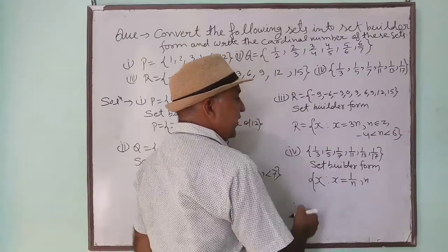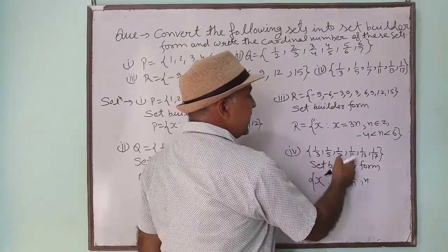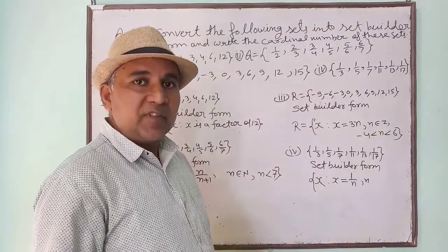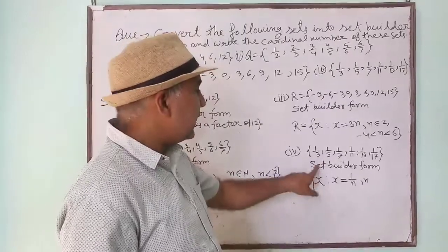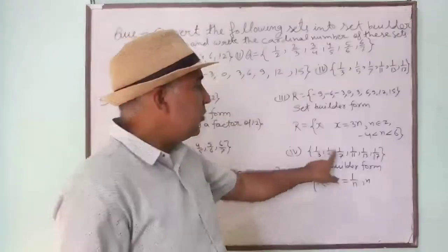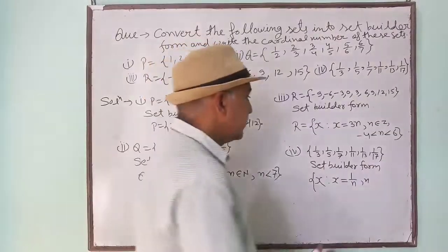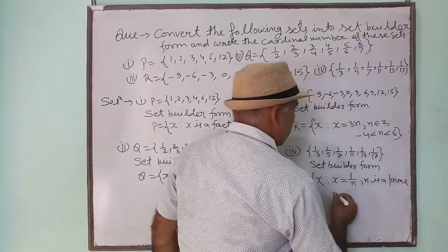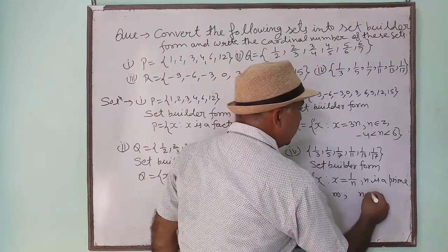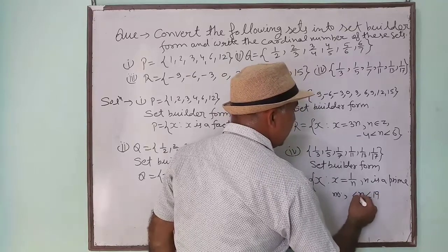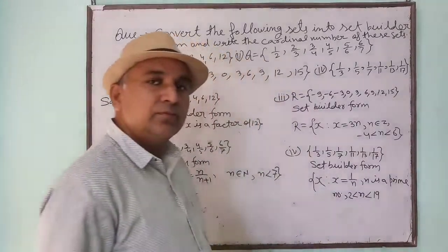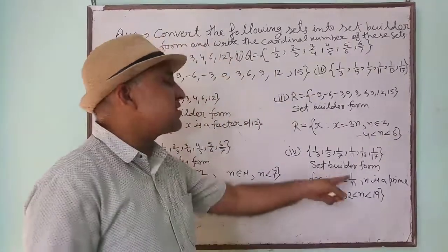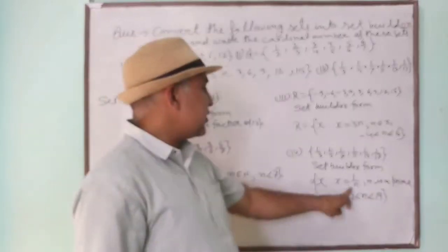So children, see carefully. 3, 5, 7, 11, 13, 17. Are you watching? These are the prime numbers, and greater than 2 and less than 19. That means n is a prime number, less than 19 and greater than 2. Understood? You can write it as n is an odd number less than 19. That also you can write because 2 is the even number.